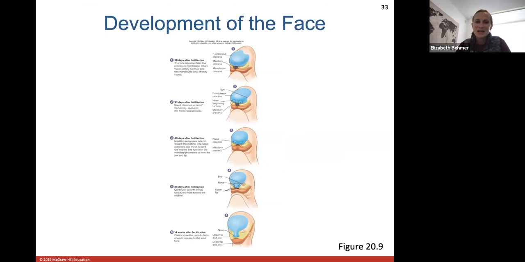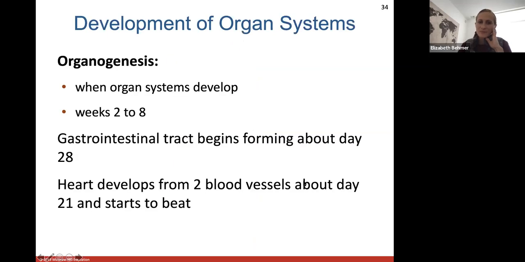Development of the face is kind of interesting. It's about 28 days after fertilization. You can see these processes coming together, fused, with a nose beginning to form about 33 days. At 40 days, more processes are coming together to form upper limbs and lower limbs. And then by about 14 weeks, you can really start to see the eyes. They're not open, they're closed, and the lower lip and jaw. So that's how the development of the face comes in.